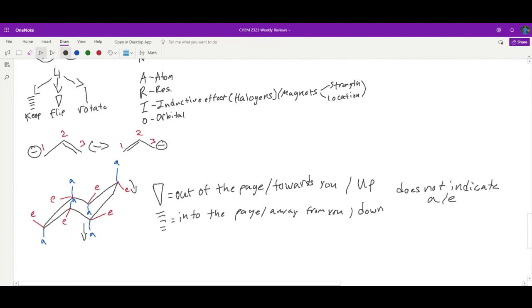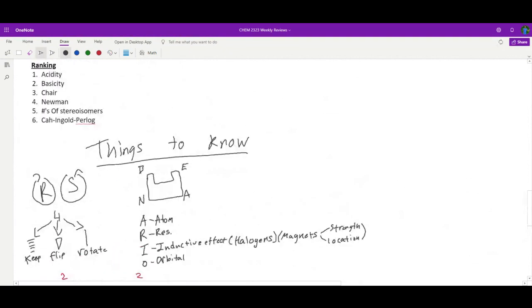So these are basically dashes, and this is a wedge. I'm actually going to do that for all of these positions. So this is pointing down, so that's going to be dash, dash, dash, dash, wedge, wedge, wedge, wedge. Okay? All right.